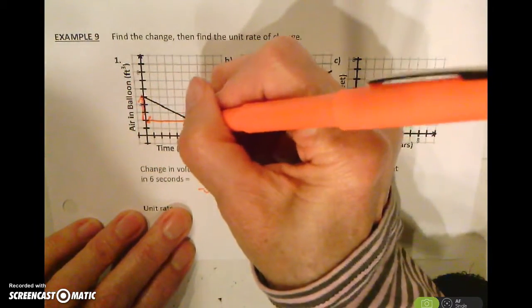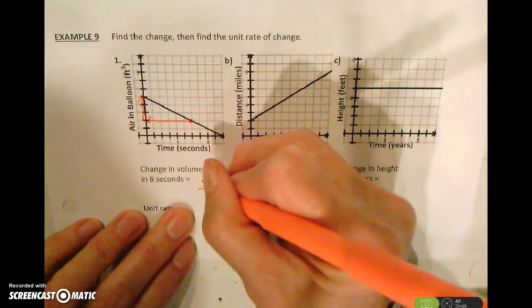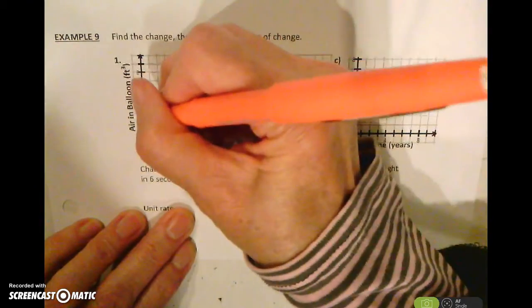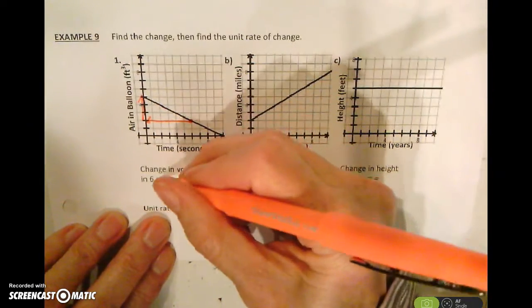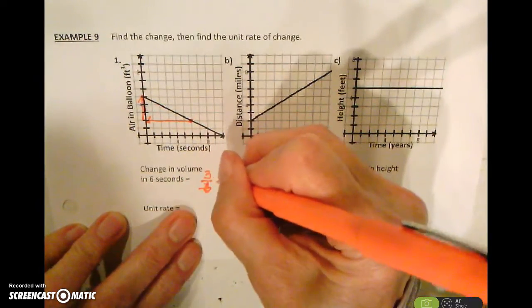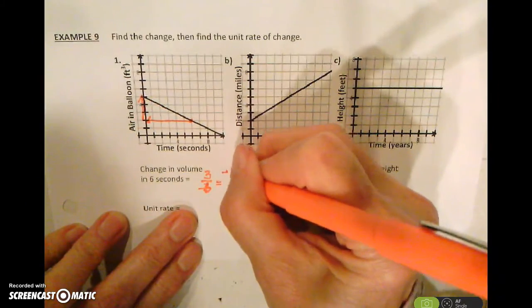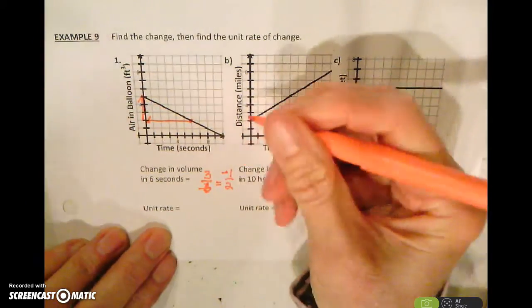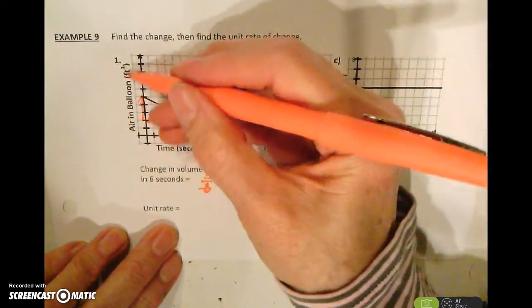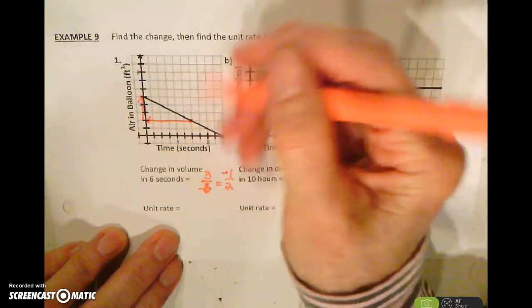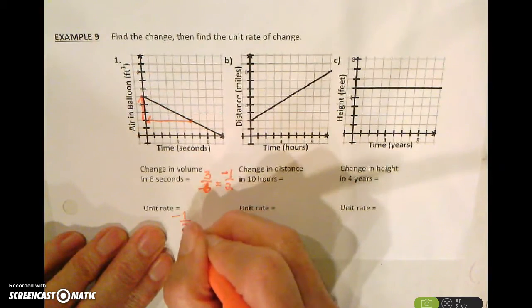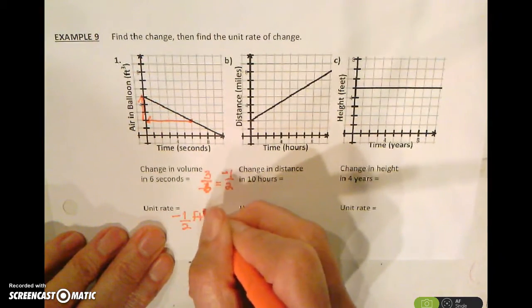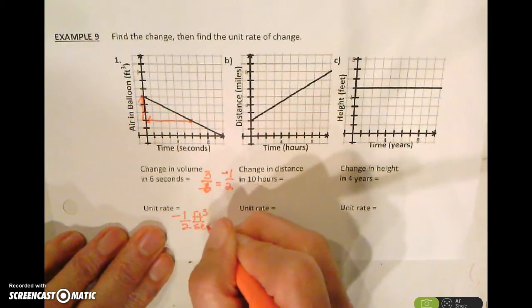I'm sorry, what was I saying? 1, 2, 3, it's -6. And then I'm going up 3. So the change in volume in 6 seconds is -3/6, which is a change of -1/2, and that would be in feet cubed per second. So the unit rate is going to be -1/2 feet cubed per second.